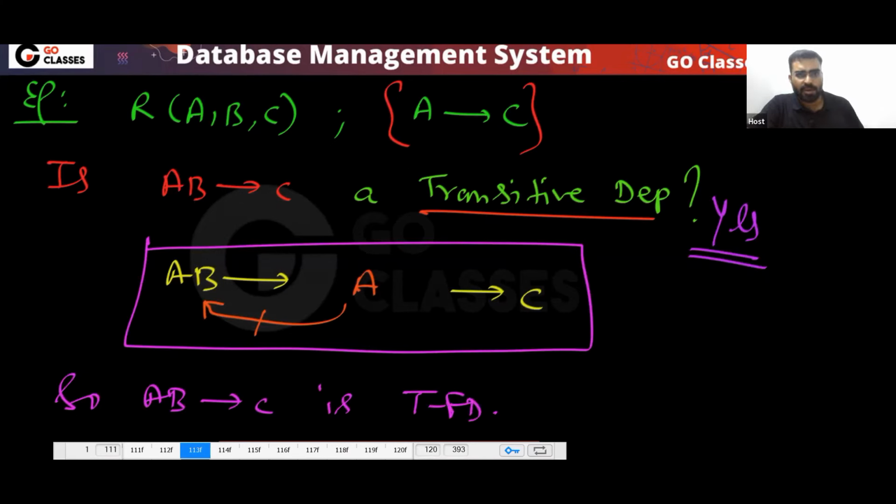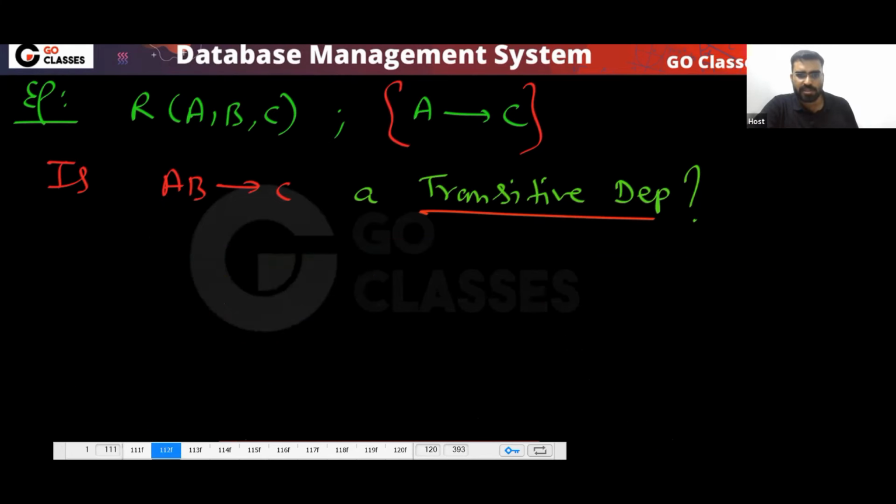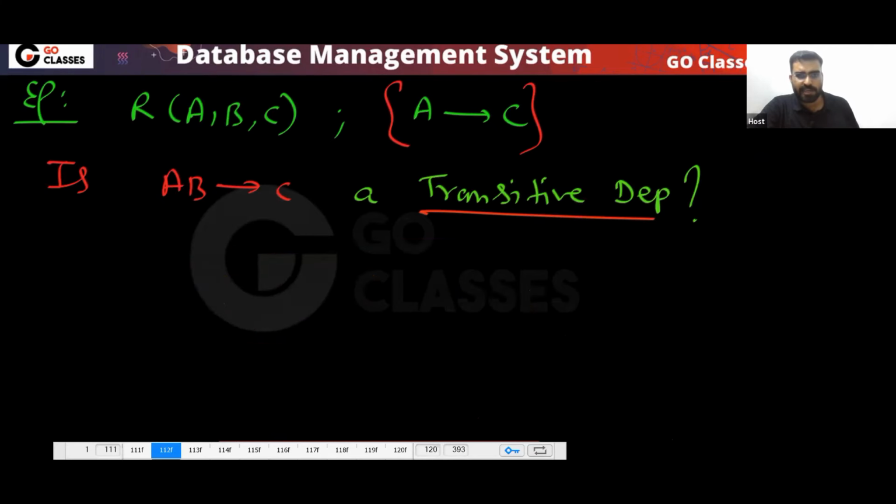Can you notice this is a partial dependency also? This AB determines C is a partial FD also. Anyway, this is the idea. What about A determining C?